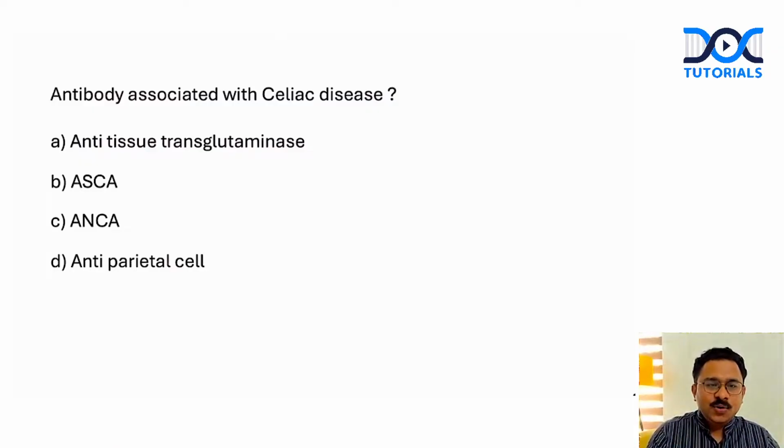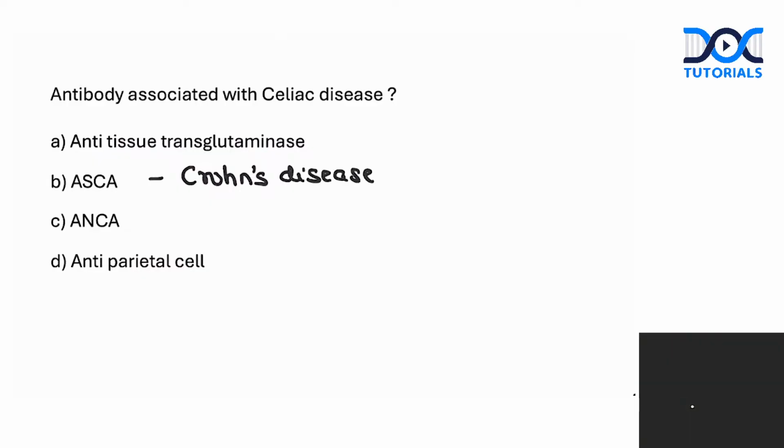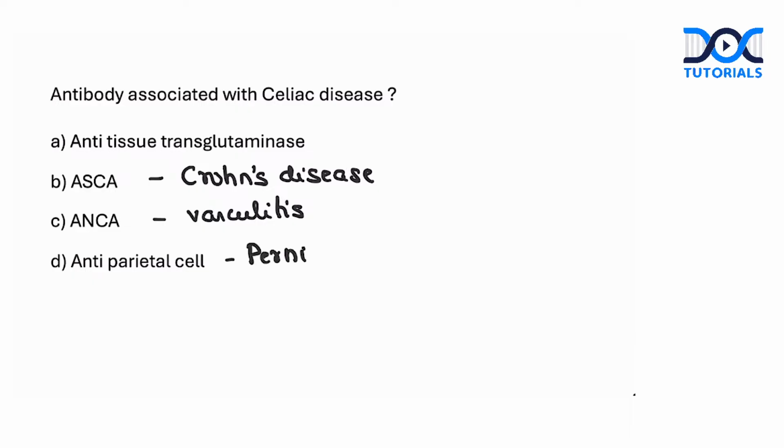Is it anti-tissue transglutaminase, ASCA, ANCA, anti-parietal cell? Well, all my children, I'm sure that you know the ASCA, that is anti-Saccharomyces cerevisiae antibodies, is associated with Crohn's disease. The ANCA, that is the P ANCA and C ANCA, is associated with various vasculitis disorders, right? And then anti-parietal cell antibodies are associated with pernicious anemia. And what is the only option left? It is anti-tissue transglutaminase, which is a common antibody that is being tested in patients with celiac disease.